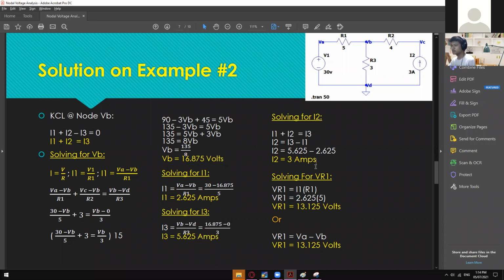And then for the VR1, we have this method, VR1 is equal to I1 times R1, and then it will give you this result, 13.125. Or you can just simply use this equation right here, wherein VA minus VB. So VA is 30 minus VB, which is 16.875, so it will give you 13.125.